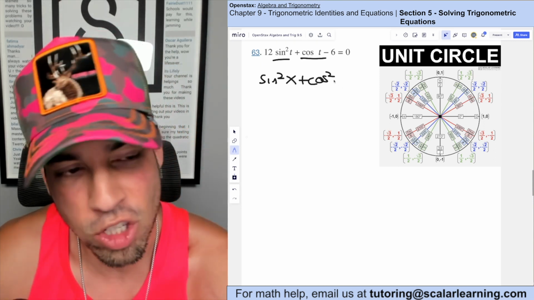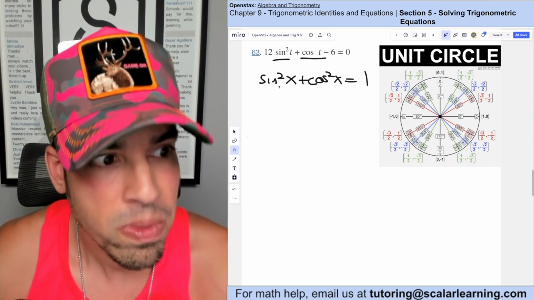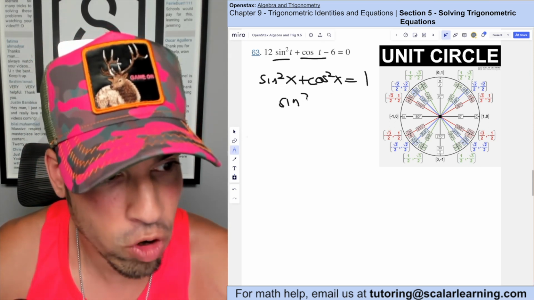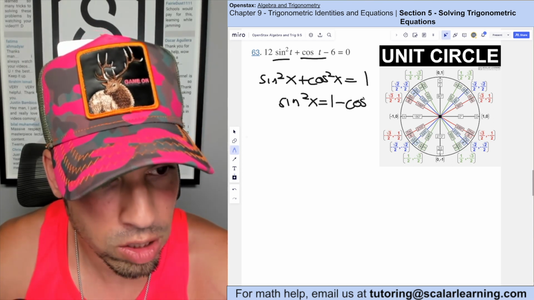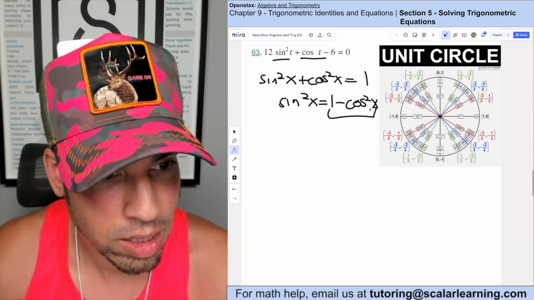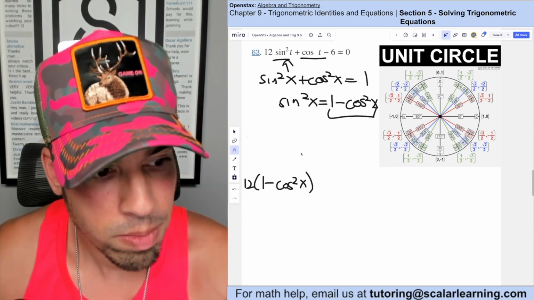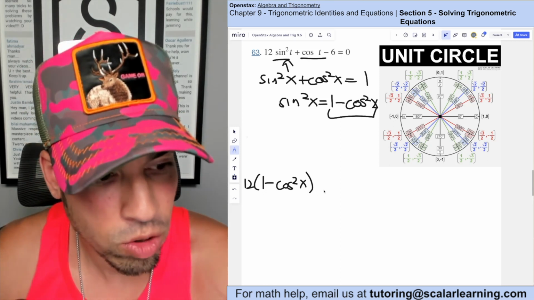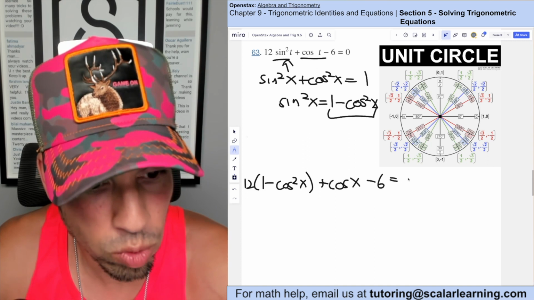And I know it's t, I'm just going to use x because I like it better. Sine squared x plus cosine squared x equals 1. This is relevant because if I subtract both sides by cosine squared x, I get 1 minus cosine squared x. And this is great because I can substitute that in for this guy. So let's rewrite that. So I have 12 times 1 minus cosine squared, again, substituting in for sine squared, plus cosine of x minus 6 equals 0.